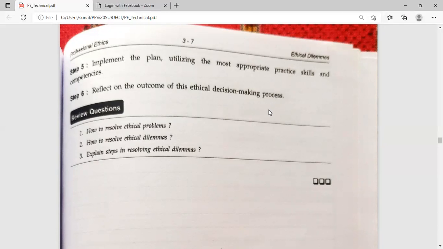ओके, so student, there are some questions for your assignment. Let's say how to resolve ethical problem, how to resolve ethical dilemmas, explain steps in resolving ethical dilemmas.